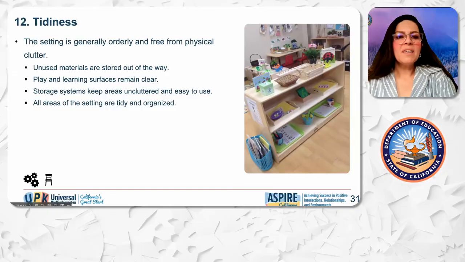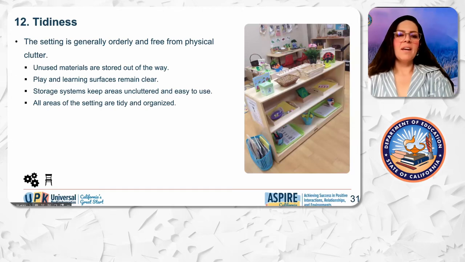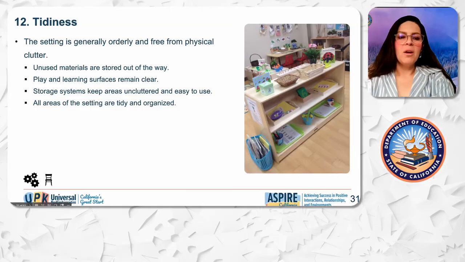So we're going to look at tidiness. Tidiness is about maintaining an environment that is orderly, uncluttered, and easy for children to use. When materials are stored thoughtfully, surfaces are clear, and unused items are put away, the classroom feels predictable and manageable. A tidy environment helps children stay focused because they're not distracted by the clutter or overwhelmed by too many choices. It also supports smoother interactions because children can easily find what they need and return items when they are finished.